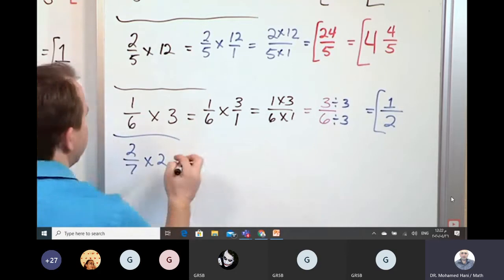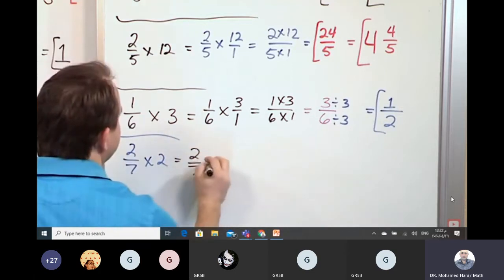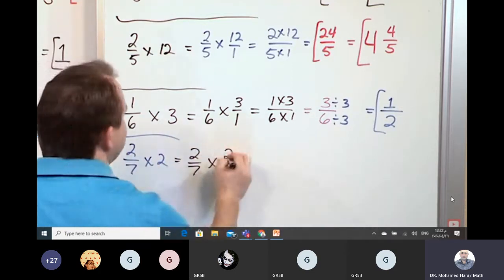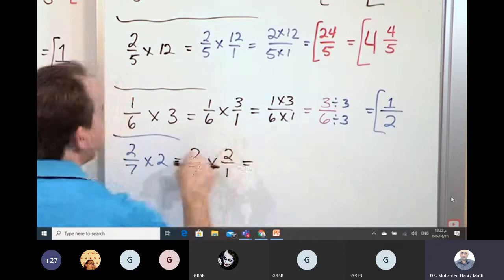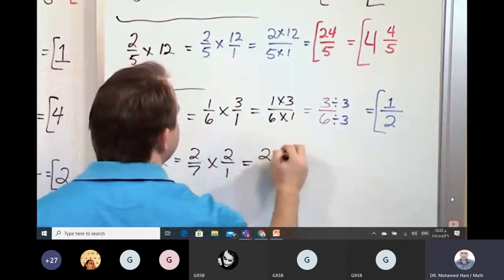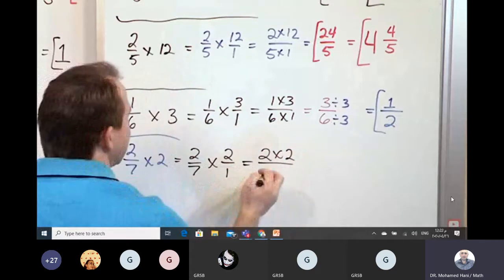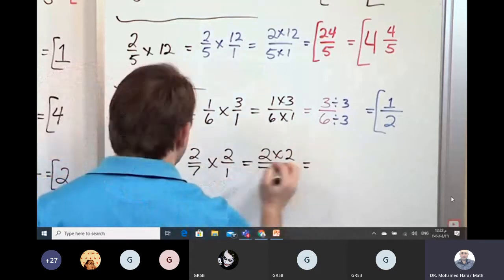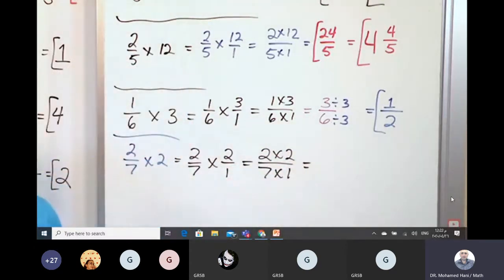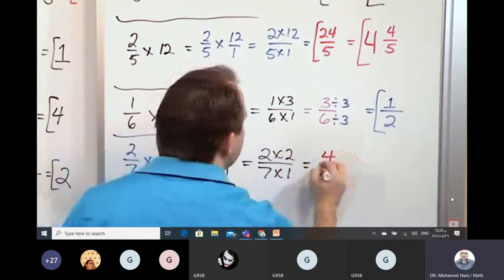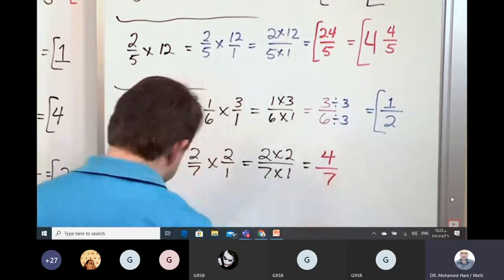2/7 times 2. So what you do is you keep the fraction 2/7 and you write the whole number as 2 over 1, and then you multiply the numerators, 2 times 2, and then you multiply the denominator, 7 times 1. And what you will get when you do both of those things, on the top, 2 times 2 is 4, and 7 times 1 is 7.